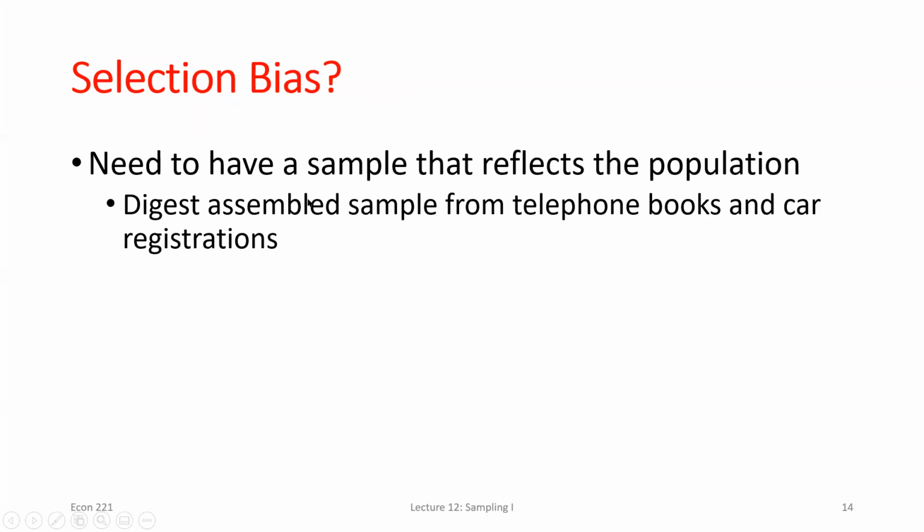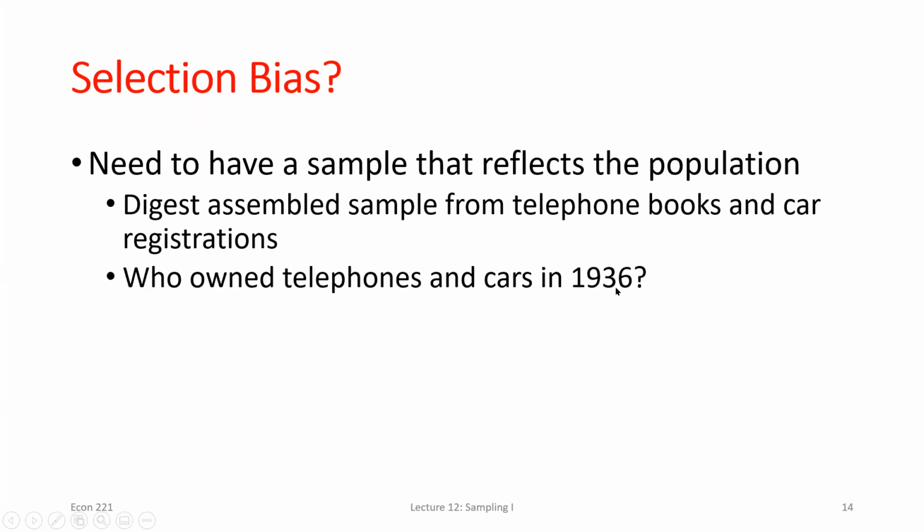So how were they selecting the people to send these survey cards to? What they did was they were getting names from a cross-listed database, and the cross-list was telephone books and car registration. So the only people in this database were people who had a car registered in their name and had their name in the telephone book. In 1936, who owned both a telephone and a car? The very wealthy, right? In 1936, to have a car was pretty wild.